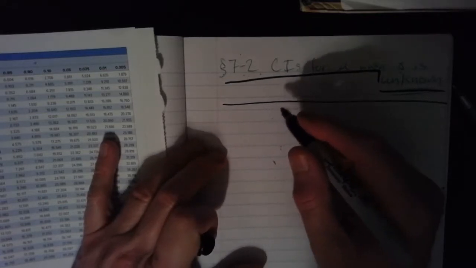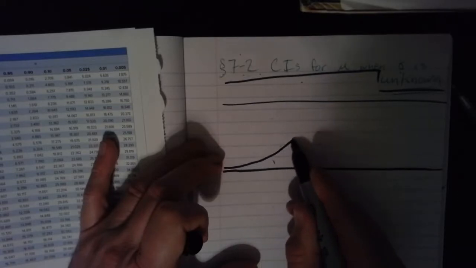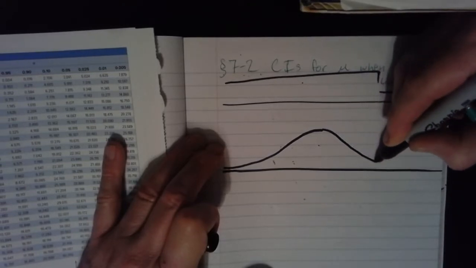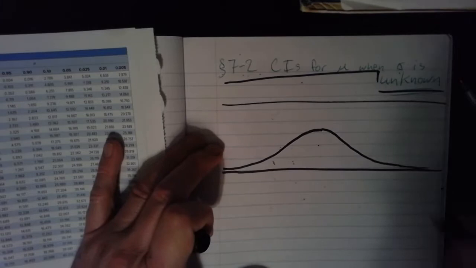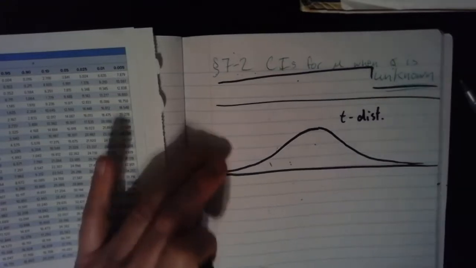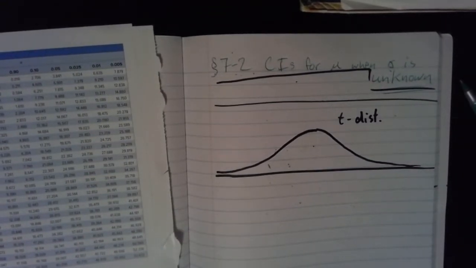What we're going to be using here is a new distribution. I'm going to draw it basically just like the Z distribution, and this one is going to be the T distribution. And this one is similar to the standard normal distribution, or the Z distribution, the Z curve. It is a bell-shaped curve. It is symmetric about the mean.